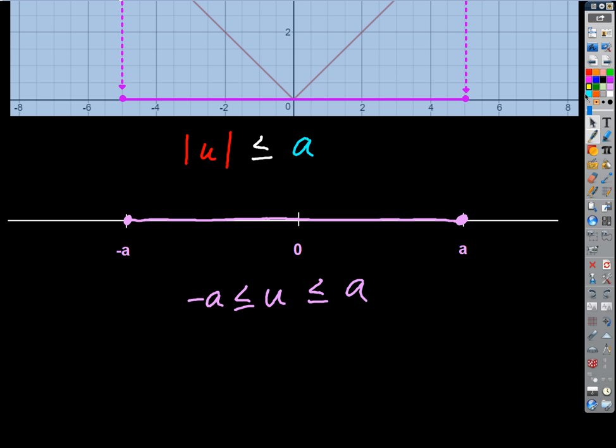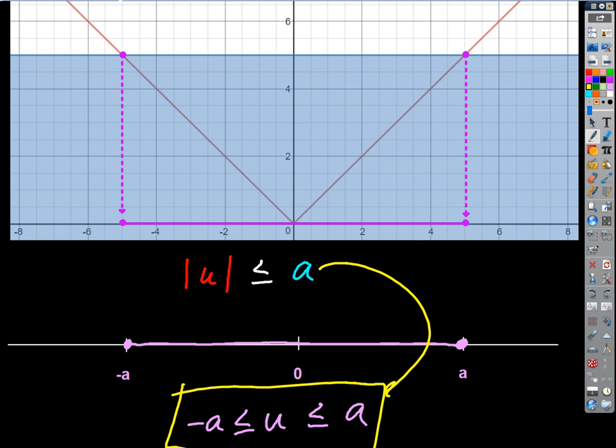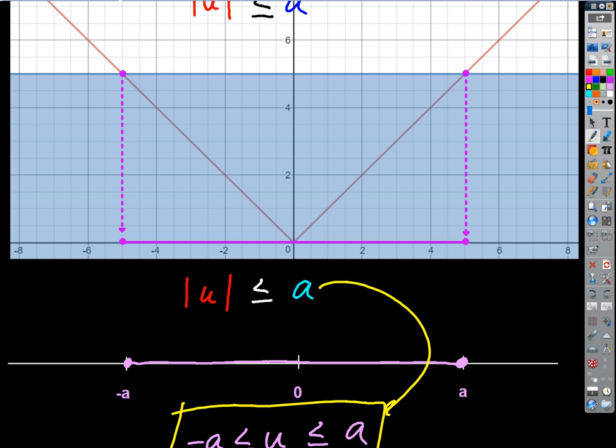If we ever get a situation where we've got the absolute value of u is less than or equal to a, this is the trade that we're going to make every time. And how do we remember it? Because of this picture, right? This is the picture that we use. We have a V, and then we have a horizontal line and everything below the line, which is going to correspond to just a certain part of the V, right?